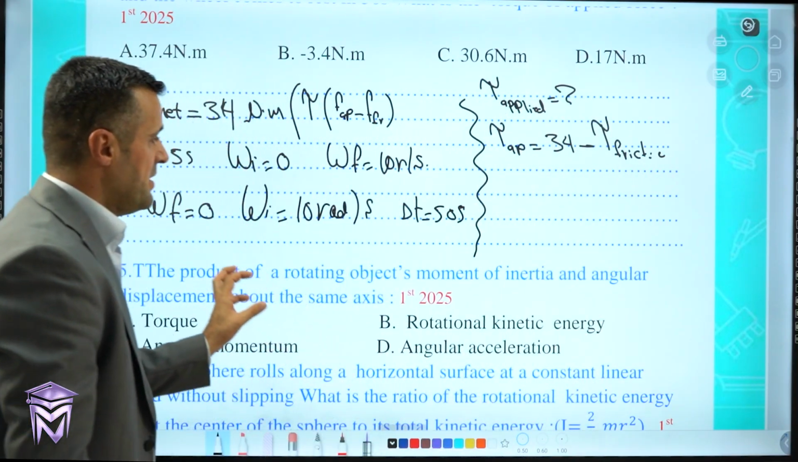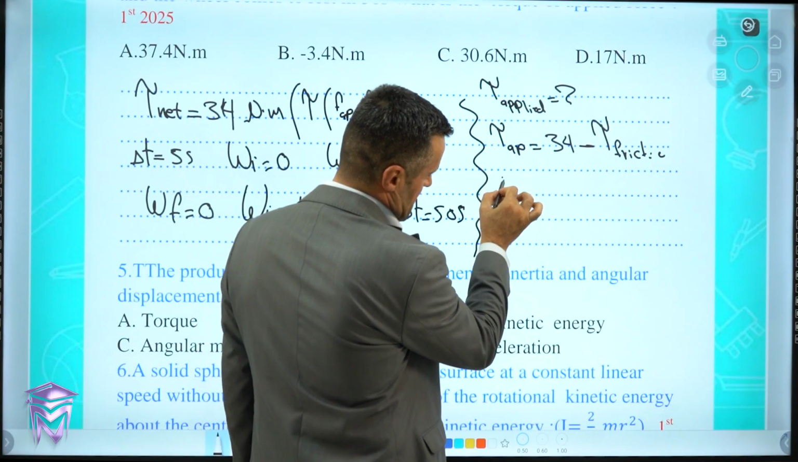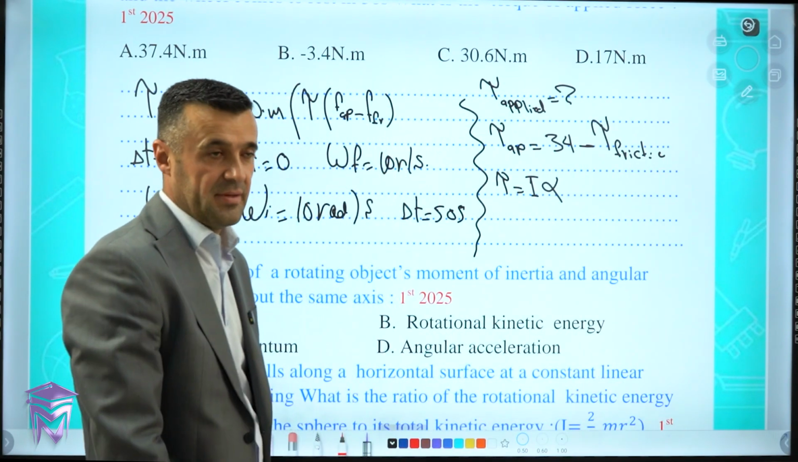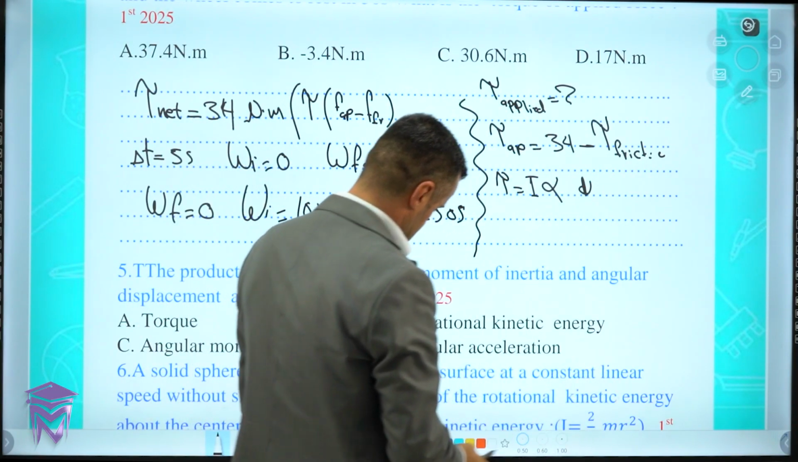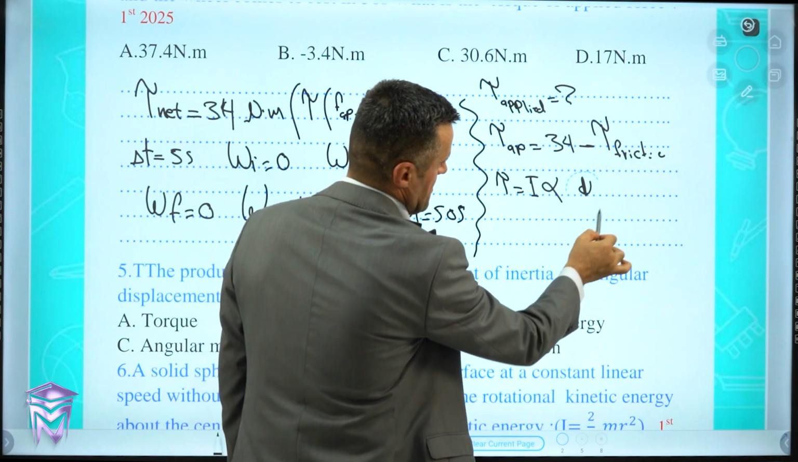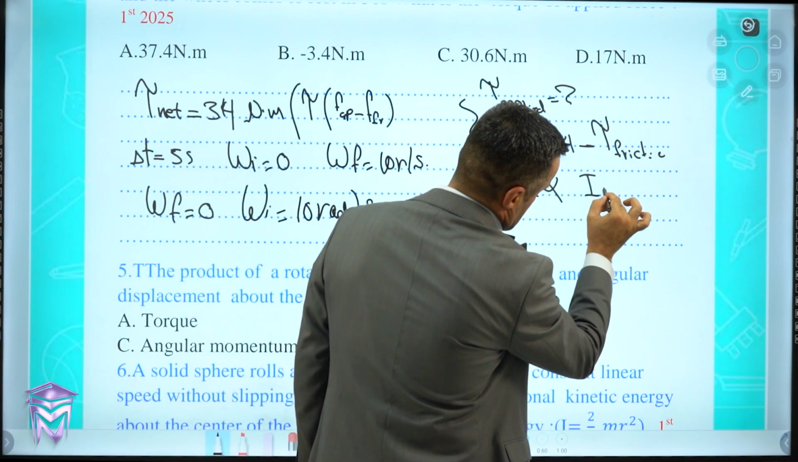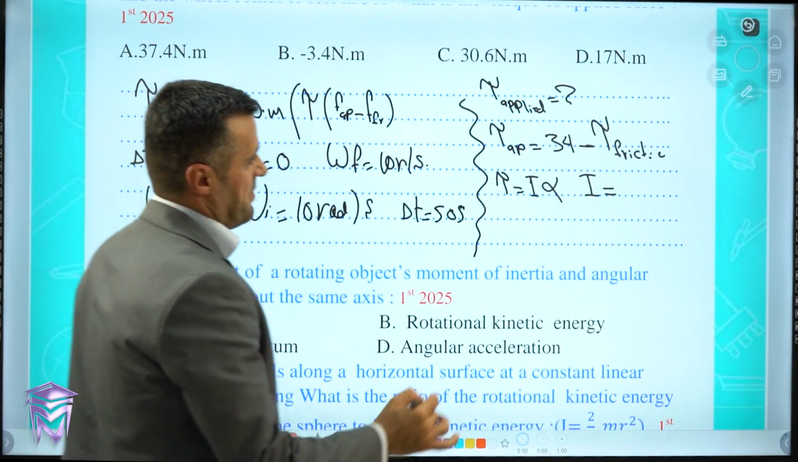At the beginning we have to find the moment of inertia of the wheel. According to Newton's second law, tau equals I alpha. Do you understand? So I equals tau over alpha. Net tau we have 34.